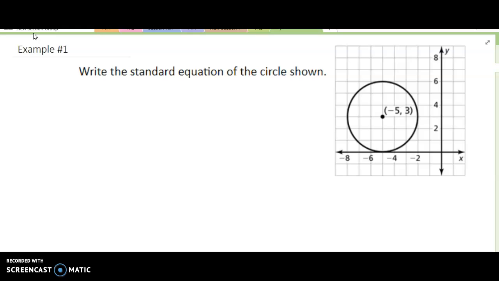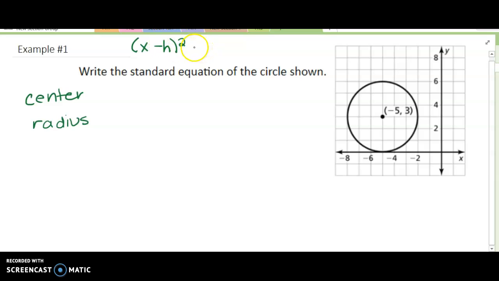All right, so it says write the standard equation of the circle shown. So in order to write the standard equation, we need two things. We need the center and we need the radius. Okay, and after I have the center and the radius, I can write the standard equation as (x - h)^2 + (y - k)^2 = r^2.